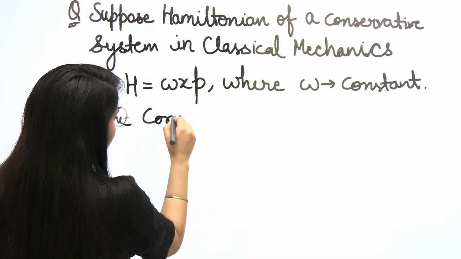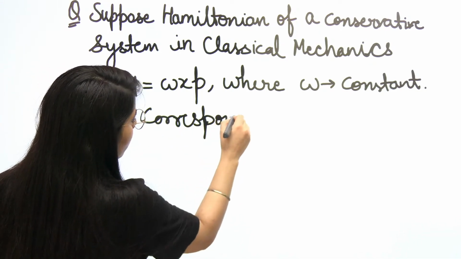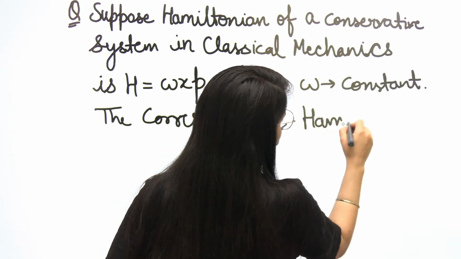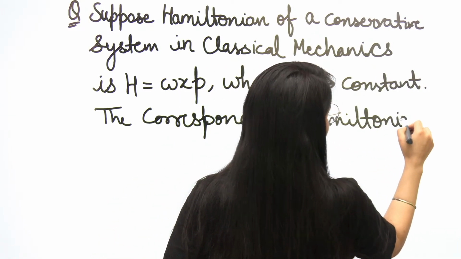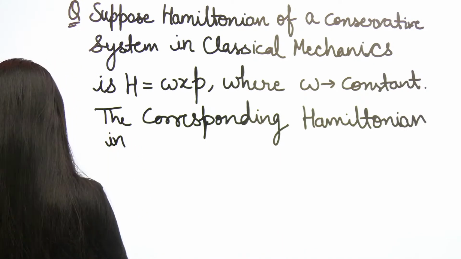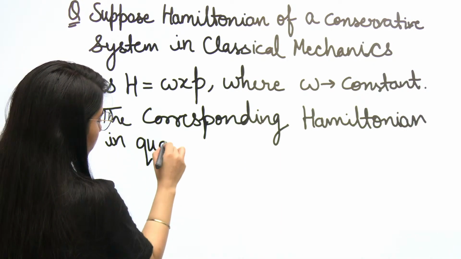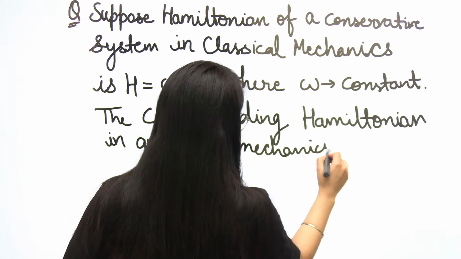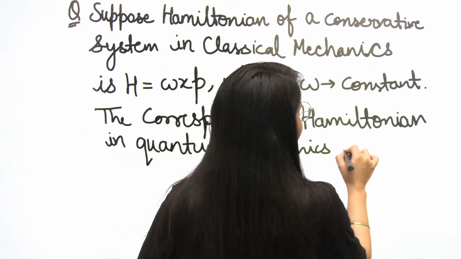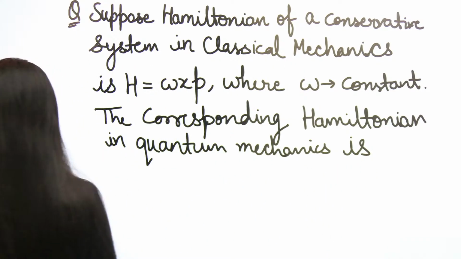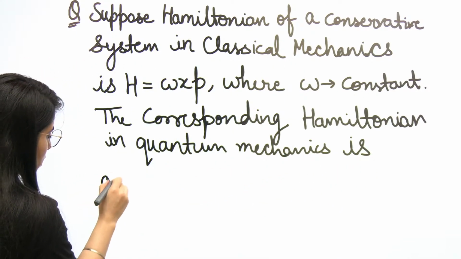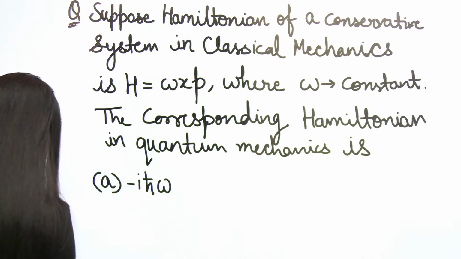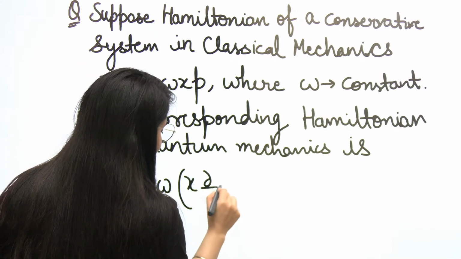The corresponding Hamiltonian in quantum mechanics in the coordinate representation, or you can just write in quantum mechanics is. Okay, options are, you can start trying it, like how you will take the steps. Just start doing this and let me know if you are gonna get any option as the correct answer.